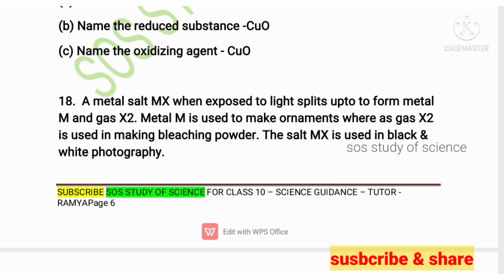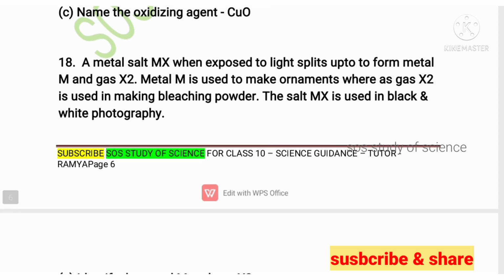You all know how they prepare the bleaching powder. To prepare bleaching powder, we pass chlorine gas. So it is very easy to identify, dear students. In application level questions, some hints will be given. By looking at the hints, you can easily identify and write the answer.